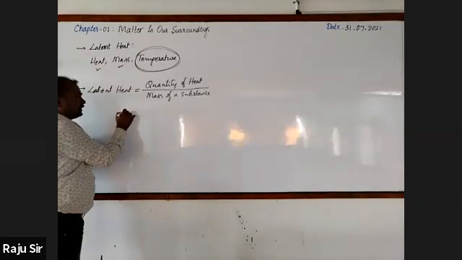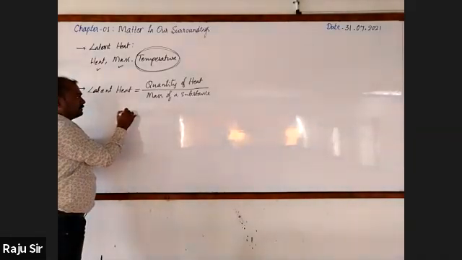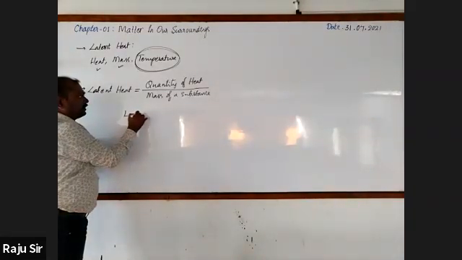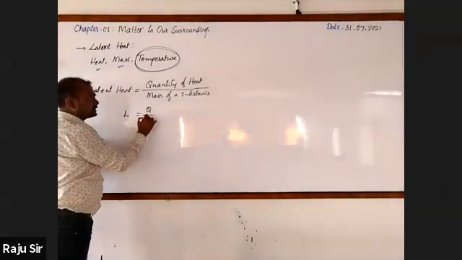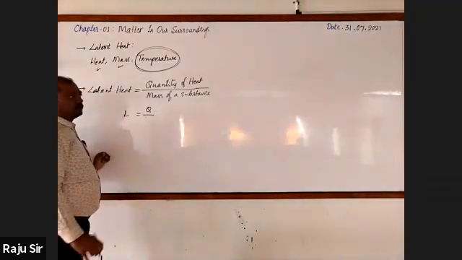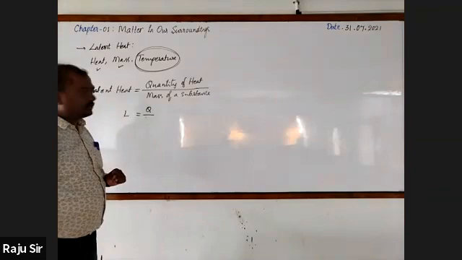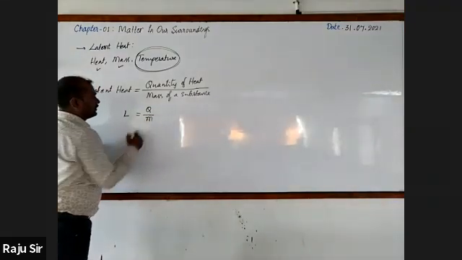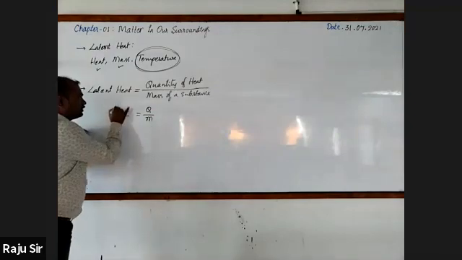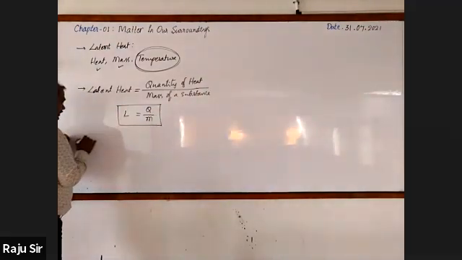Now, latent heat is denoted by the symbol L. Quantity of heat is denoted by the symbol Q, and mass is denoted by the symbol M. Correct. This is the formula used to find out latent heat.